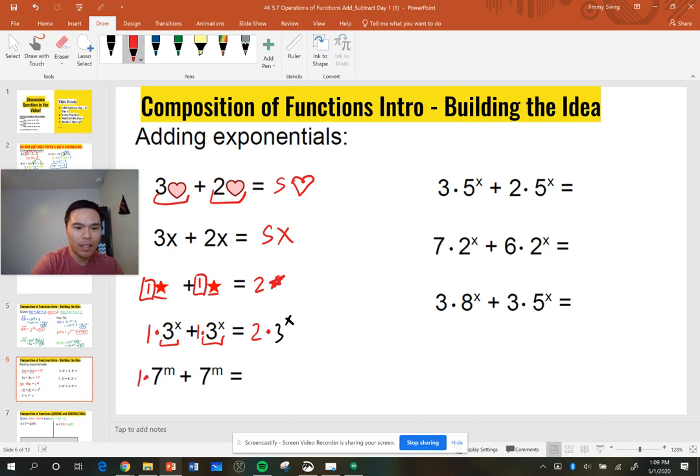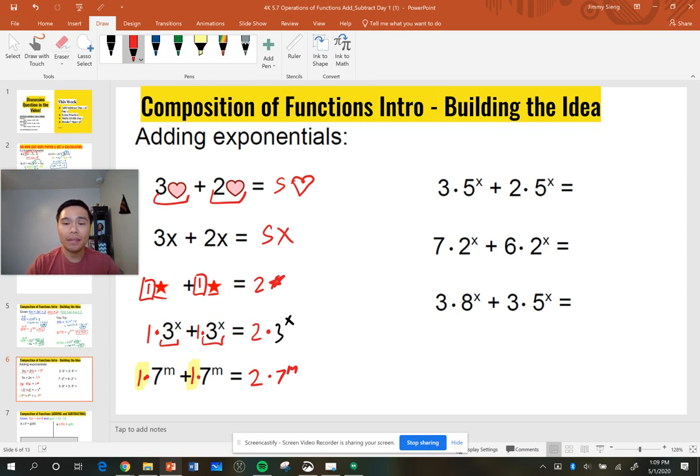Same thing goes with this next one. I have 1 7 to the m plus 1 7 to the m. All I'm doing is combining these numbers, I'm adding those numbers together, and I get 2 times 7 to the m. Right? This mathematically makes sense because you're just saying is, well, how many of those exponents do I have? If I have that much, then I add those up, right?